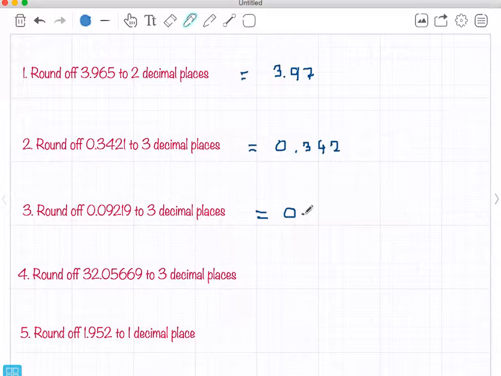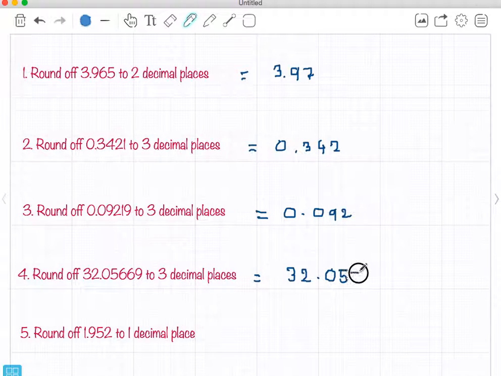3 decimal places, first decimal place, second decimal place. Now a 2, that's fine because there's a 1 next to it, so I don't round up. 3 decimal places again, so 32 doesn't even count. 1, 2, and I'm going to make this a 7 because that 6 tells me to make this 6 a 7. And finally, 1 decimal place. So I want to round this up. 5 tells me to round it up to a 0, so it becomes 2 because it has that knock-on effect.